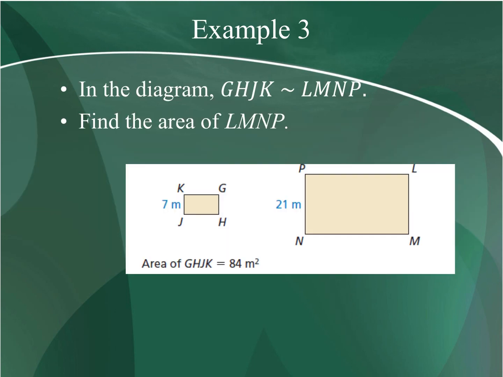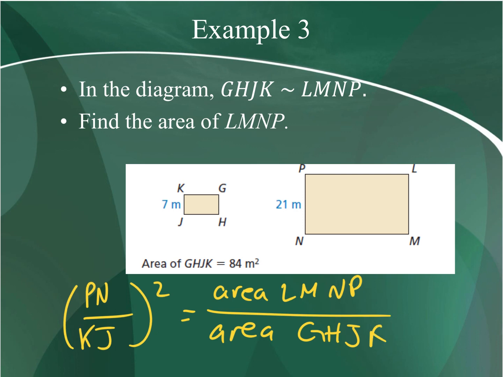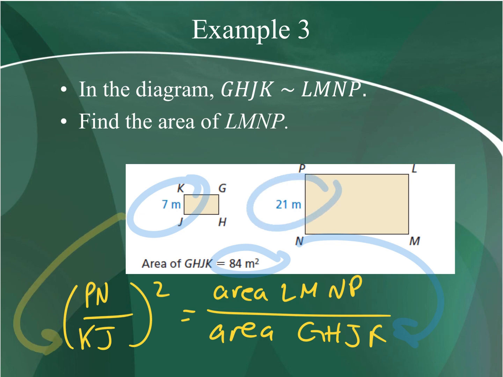All right, so for example 3, we have the diagram GHJK is similar to LMNP, and we want to find the area of LMNP. So we know, based on the last slide, that the area ratio is going to be PN over KJ squared. They're telling us that's going to equal the area of LMNP over the area of GHJK. Now, we have the area of GHJK right here, so we're going to plug that in the bottom. KJ is going to go here, PN is going to go right here.